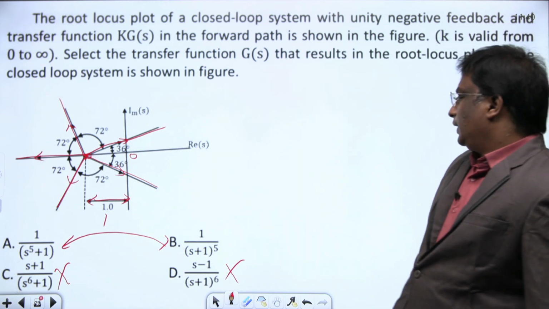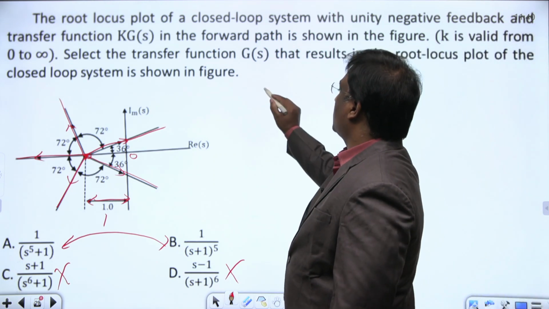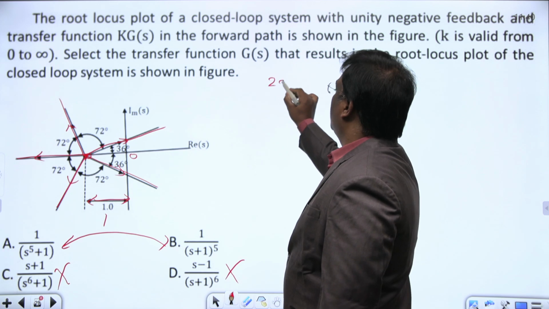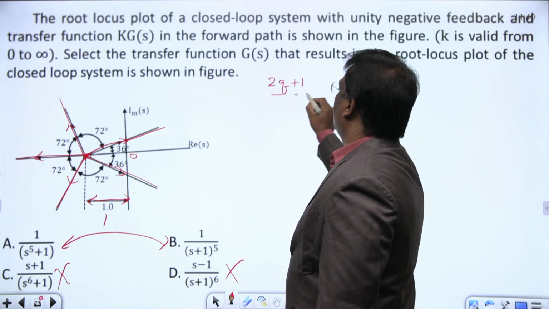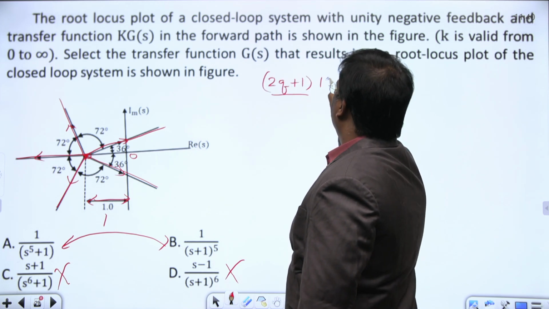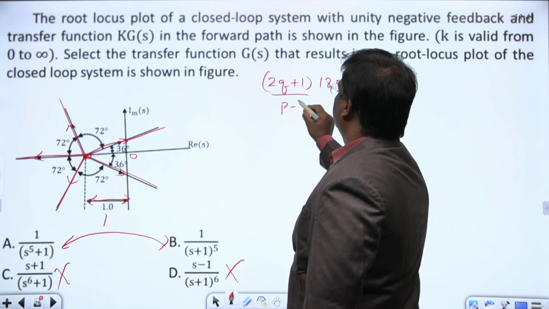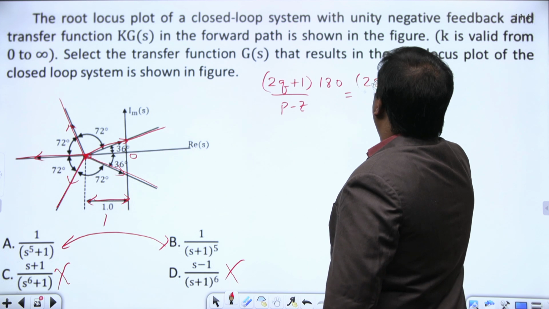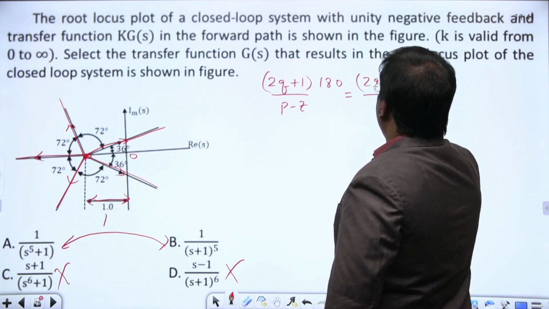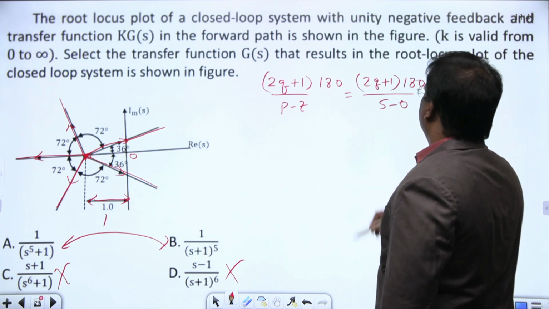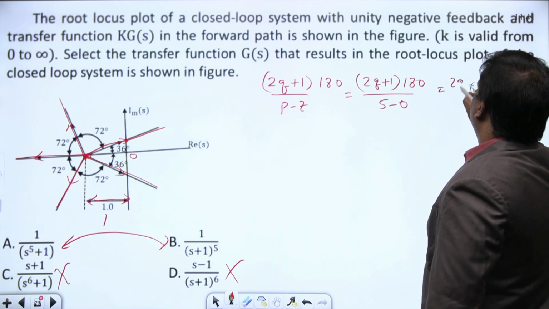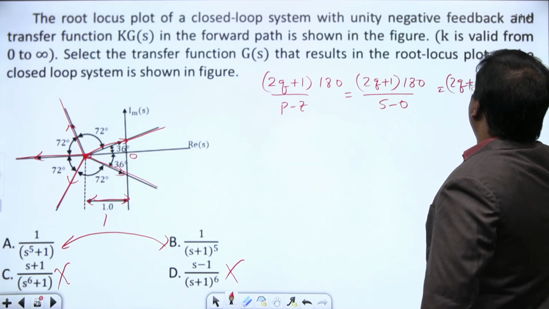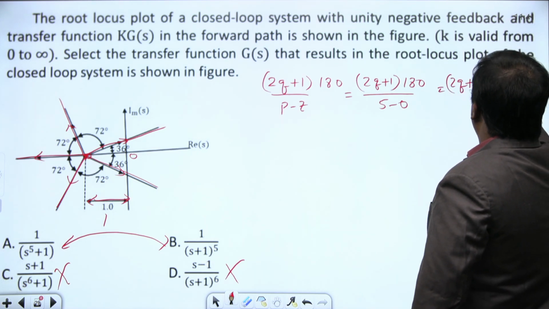Okay, and we know one thing directly. What is the angle here? The asymptote angle is (2k+1) into 180 divided by (p minus z). What is p? 5, no zeros here, so this is the value. Or this is (2q+1) divided into 360 degrees, which is 36 degrees.